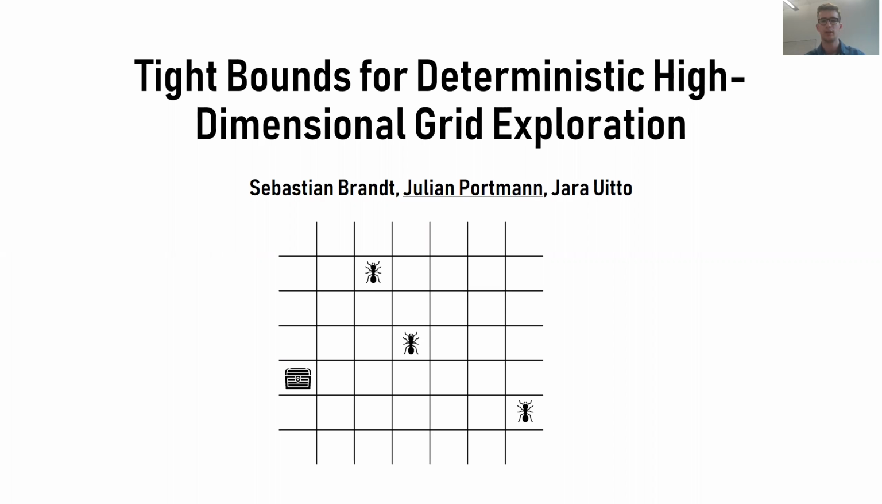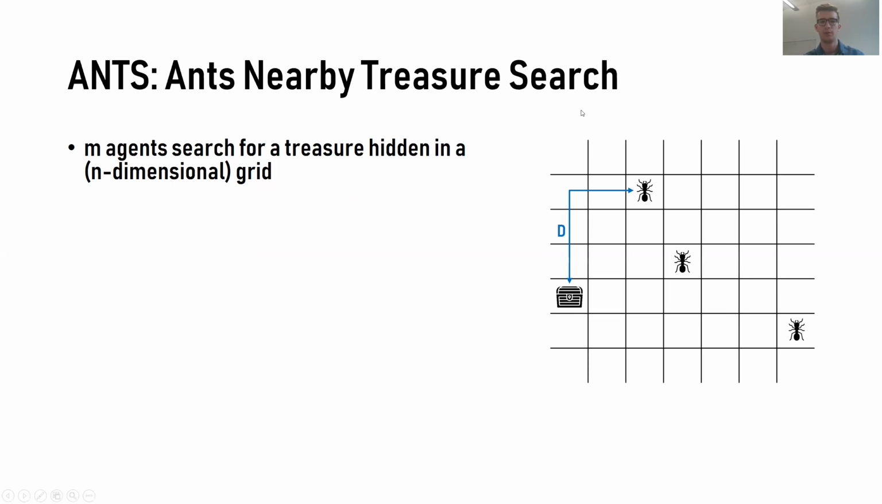It has been called the ANTS problem, which stands for ants nearby treasure search. The setting is we have M agents that search for a treasure that is hidden in some structure, and the structure we're considering is an n-dimensional grid. The standard setting is the two-dimensional one, and our main objective will be to try and generalize these methods to higher dimensions.